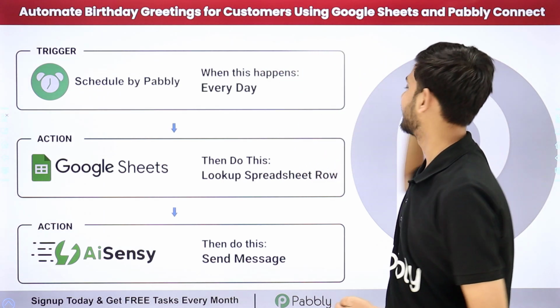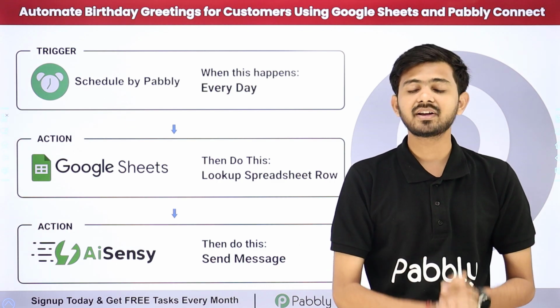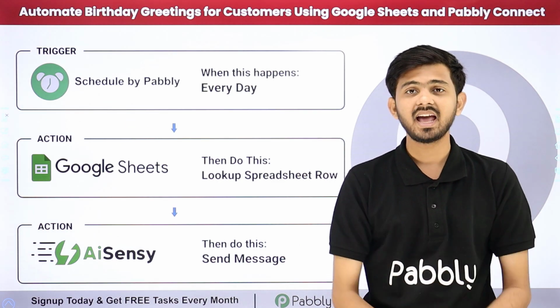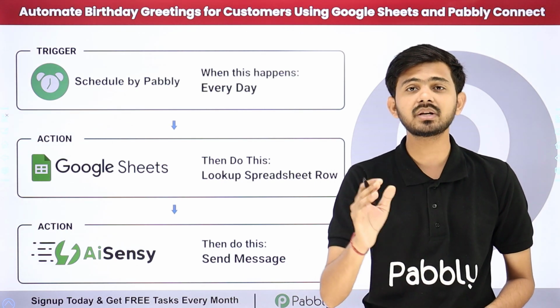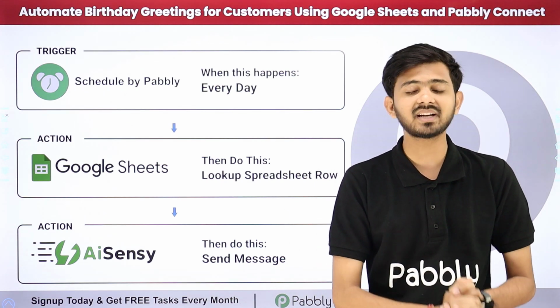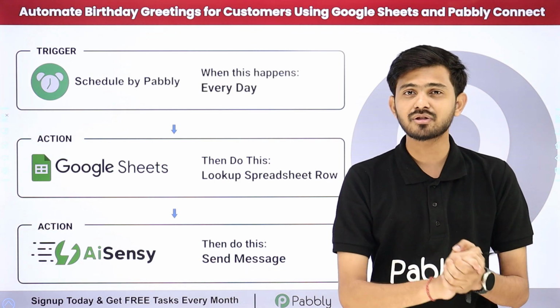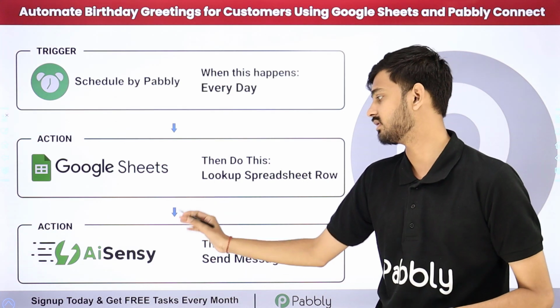Sheets and Pabbly Connect. So here I have all my customer data in my Google Sheet, and by using this customer data, I'm going to send automated birthday wishes on WhatsApp to all my customers, and for sending the messages on WhatsApp, I'm going to use AI Sensei.